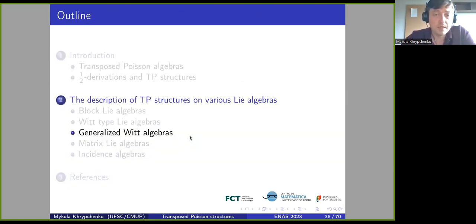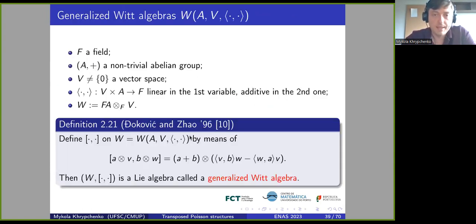Let us pass to the case of generalized Witt algebras. Well, the definition is as follows. Now you take again an abelian group, just written additively in this case, but you also have a fixed vector space, and you have a map of two variables, one of them from V, another one from A, with values in the field as always. This map should be linear in the first variable and additive in the second one. And in this case, you can consider the tensor product of the group algebra with this vector space over F.